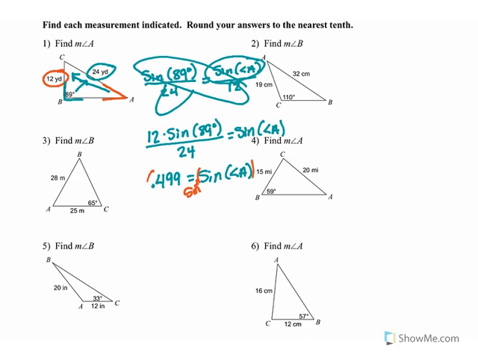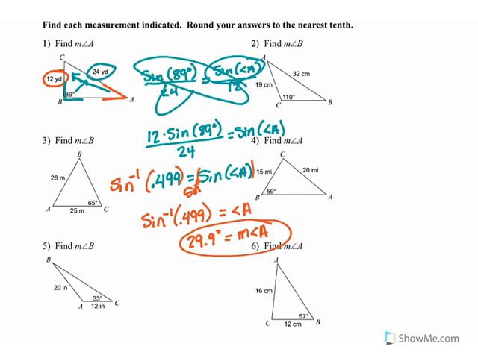Remember, sine and sine inverse are the opposite. So the sine inverse of 0.499 equals angle A. And Emily got 29.9 degrees is actually the measure of angle A. So that would be your answer. That's kind of long. So the measure of angle A is 29.9 degrees.